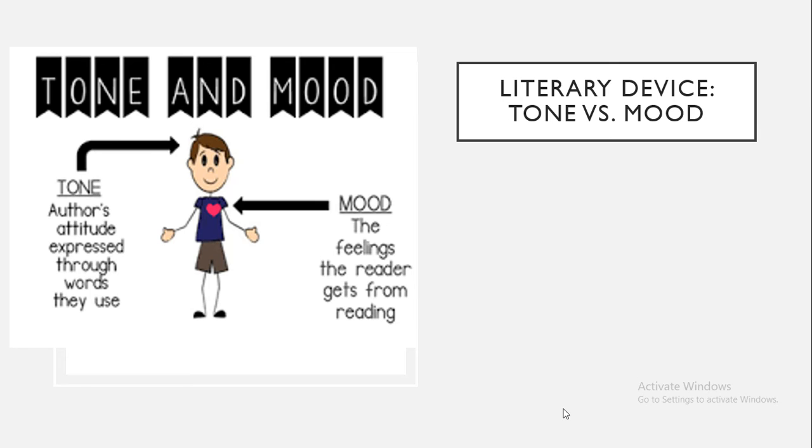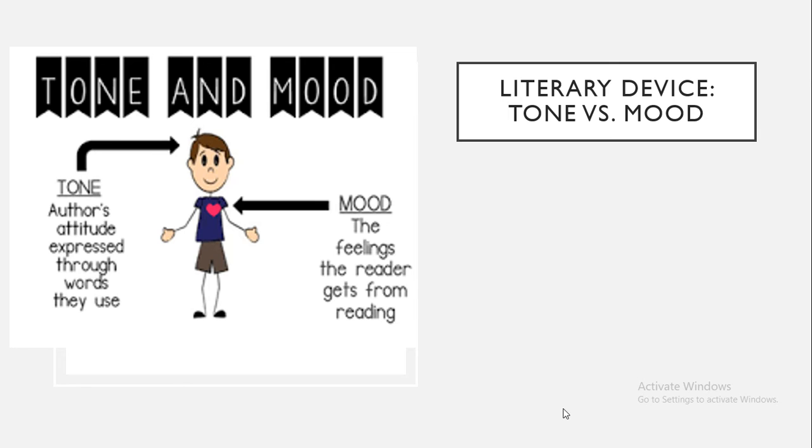So the tone is like, what was the author thinking when they were writing this? What was going through their mind? Maybe how were they feeling even? But the mood, however, is the feelings that the reader gets from reading. So that's going to be, how do you feel when you read that? Sometimes the tone and the mood are going to be the same, but sometimes they may not be the same. It just depends on you, what you're reading, and the intent behind the literature.